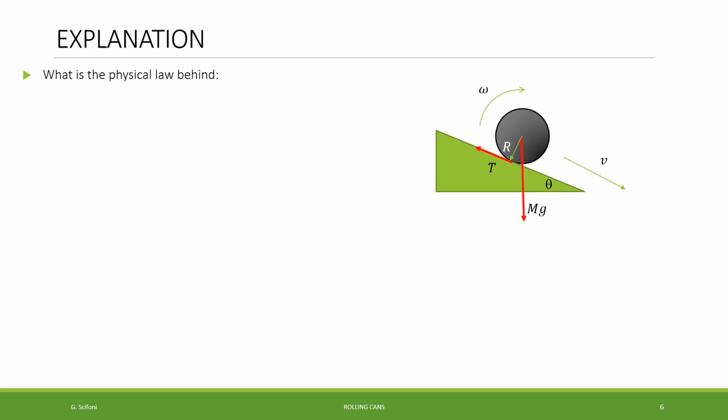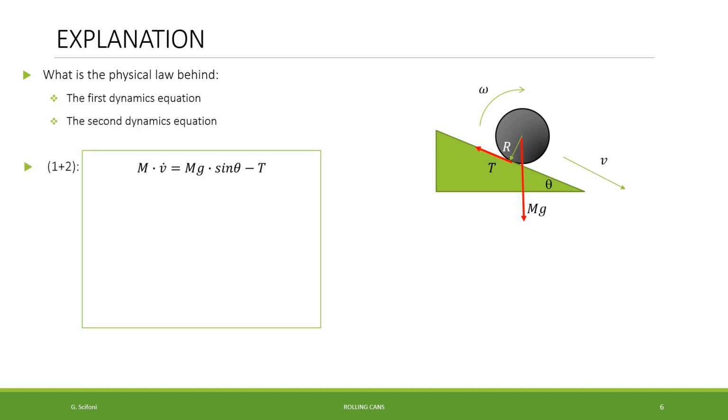The physics is telling us two laws, the first and the second dynamic equation. The first is saying that the mass times derivative of speed is equal to the sum of the external forces. And here we have the weight, that is mass times gravity factor, and the friction. This is a static friction, very important. Without this force, we cannot have any rolling.